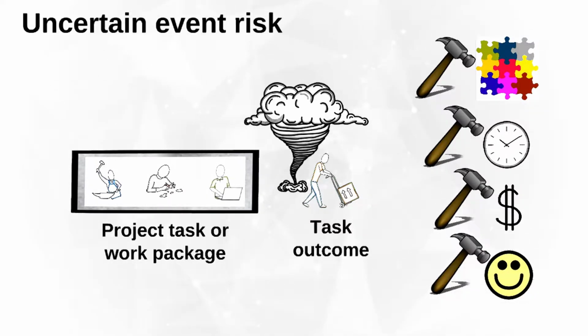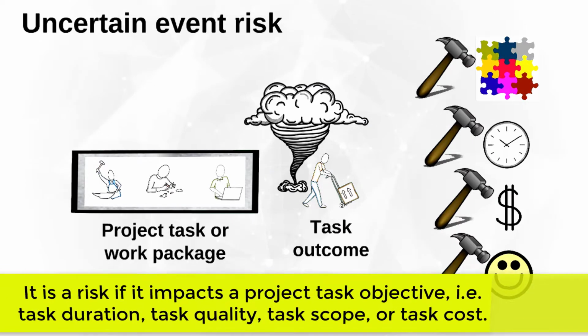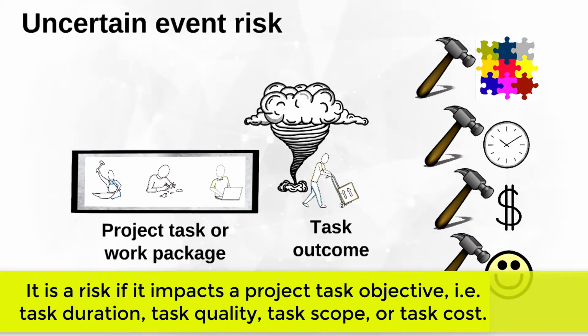It is for sure an uncertain event. It will be a risk if it impacts a project task objective. And here can be the duration, task quality, task scope, or task cost. For instance, if a severe weather condition impacts the execution of an outdoor project task, it is a risk for that specific task. If most of the project activities are performed indoors, the stormy weather may not affect the project task, and therefore it won't be a risk to the project.